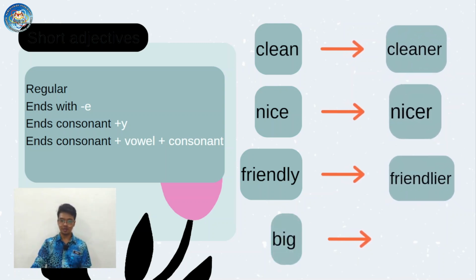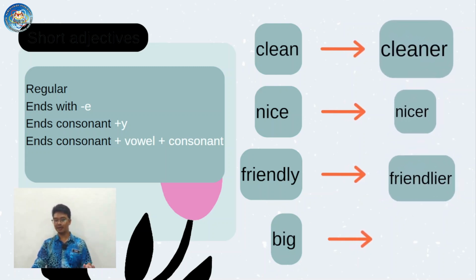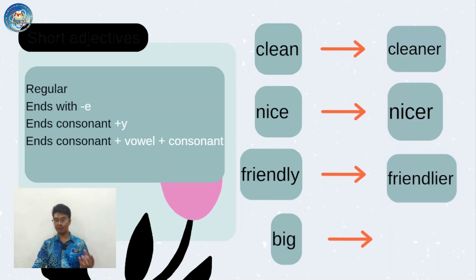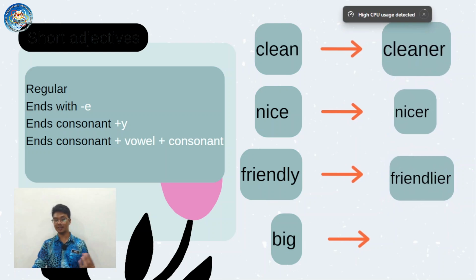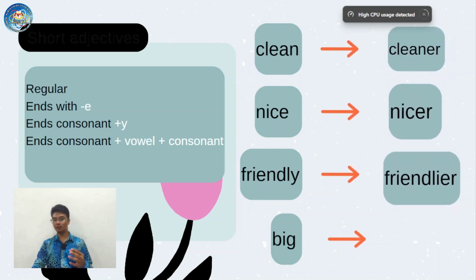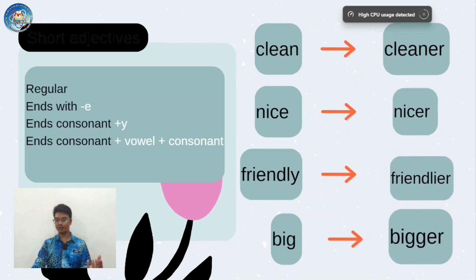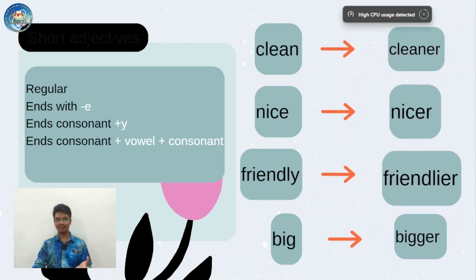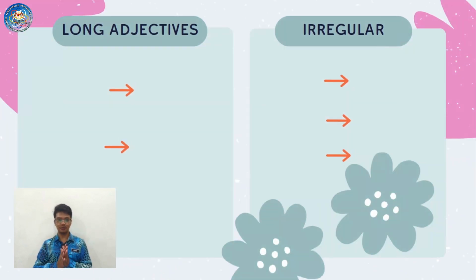And then the last one, we have big. Here the word big ends with vowel and consonant. The I is the vowel and the letter G is the consonant. So when we change it to comparative adjective, we will have bigger. Next, we are going to take a look at the long adjectives and also irregular adjectives.